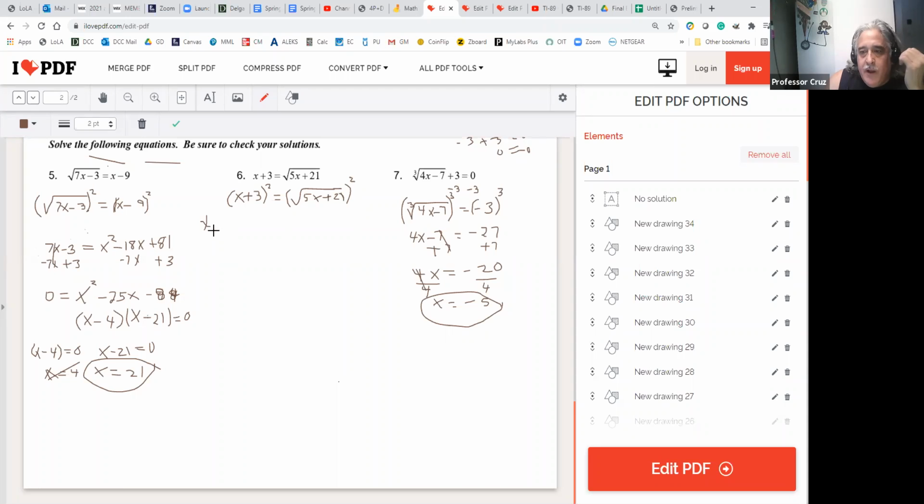So I'm just going to square that out. If you want to, you can do it with the FOIL. 3 times x is 3x. 3x times 2 is 6x. And 3 squared is 9. That should always be positive whenever you square either a negative or a positive. And then this side just pops out.